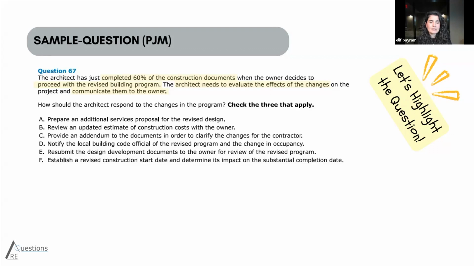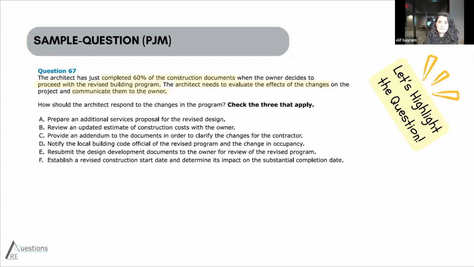Okay, don't skip that. The other one, it says proceed with the revised. I think the word revised is very important there. The building program is now revised. The owner made a change. It is significant. And the third part is that the architect needs to evaluate the effects of the changes. So the architect is expected to make sure of the impacts of these changes and communicate them to the owner. So the correct options should include some sort of communication to the owner and evaluation by the architect.